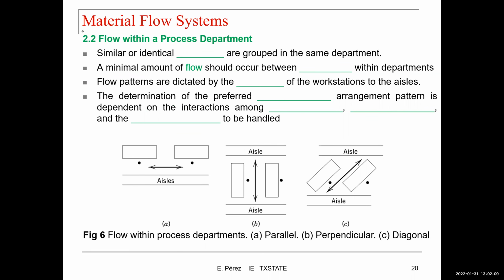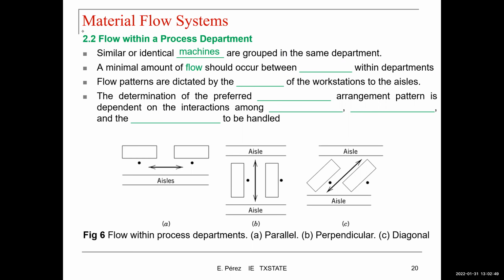Flow within a process department. So now let's say we have multiple machines that are identical or similar, and they're grouped in the same department. If your product needs to go through a specific process, let's say you have 1,000 products, and all of them have to go through a drilling process. So you have all these drills in one department, and every time a product needs to go through that process, you bring it to this department to do the drilling. So similar or identical machines are grouped in the same department.